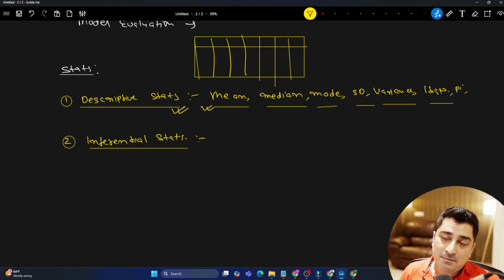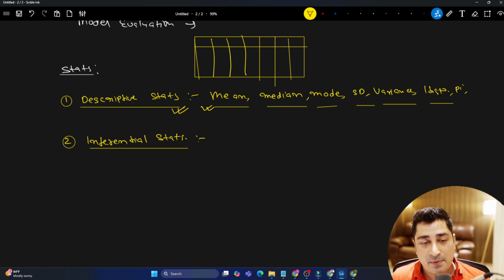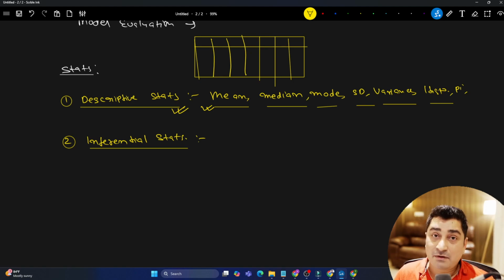So when I'm talking about inferential statistics, I'm talking about a kind of statistics which is going to help me do some sort of prediction, or some sort of inferencing, some sort of probability. It will help me find out from the data set. This is where inferential statistics comes into the picture. Now, when we talk about inferential statistics, we talk about a hypothesis.